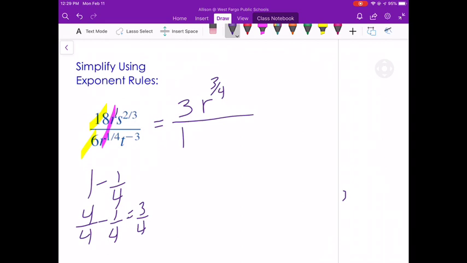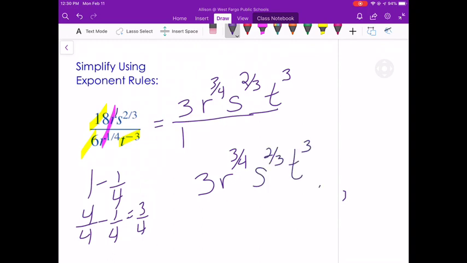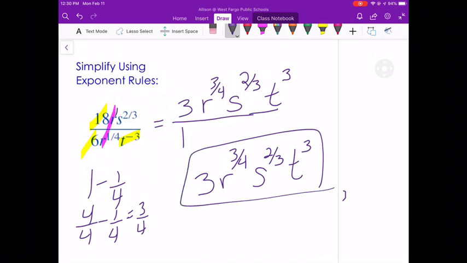Then we have an s. S doesn't go with anything, so s to the 2/3 will stay on top there. And t down here, we have t to the -3. That one we're going to have to bring to the numerator to make it positive. So bring that up and make it t to the 3rd. And it's all over 1. So our final answer will be r to the 3/4, s to the 2/3, and t to the 3rd. Since these are not improper fractions, it's okay. This is simplest form. It's okay to leave it like that.